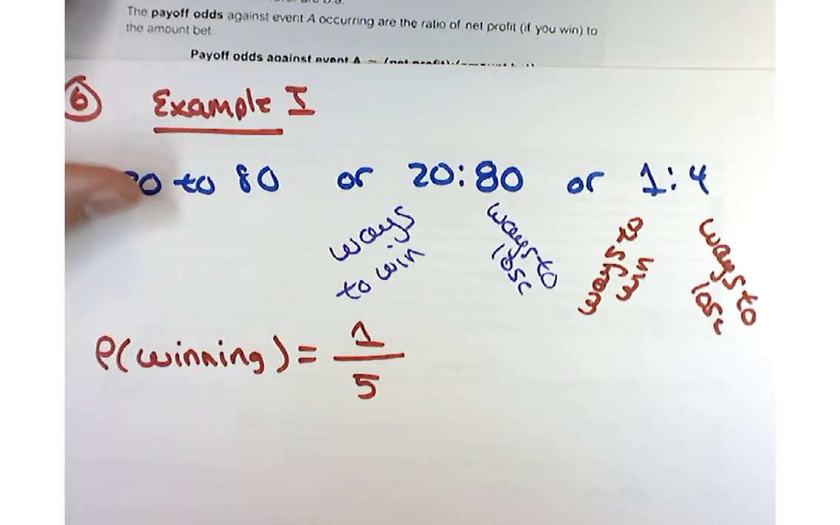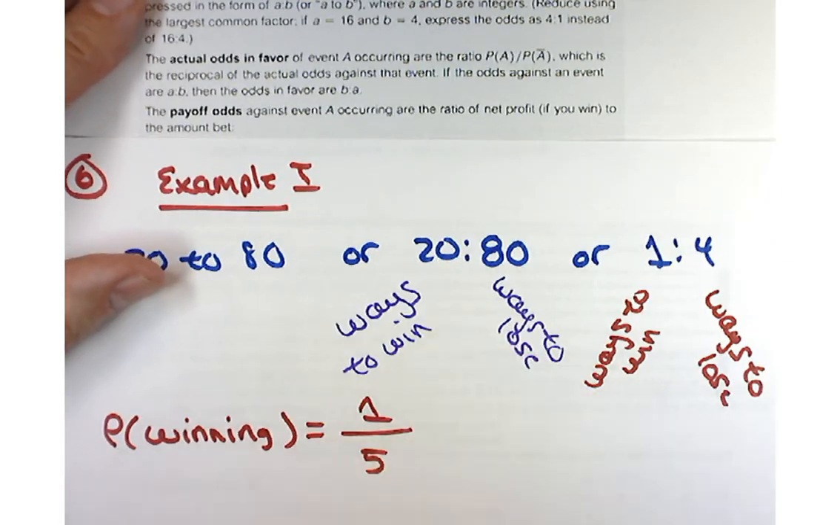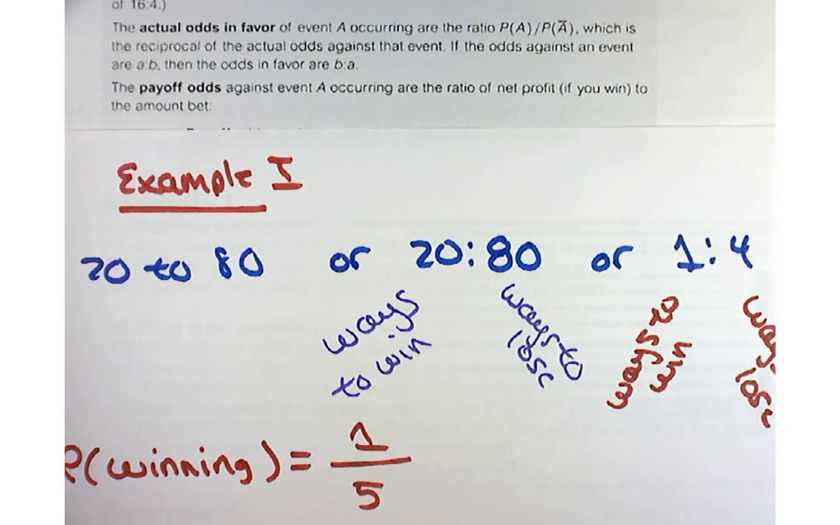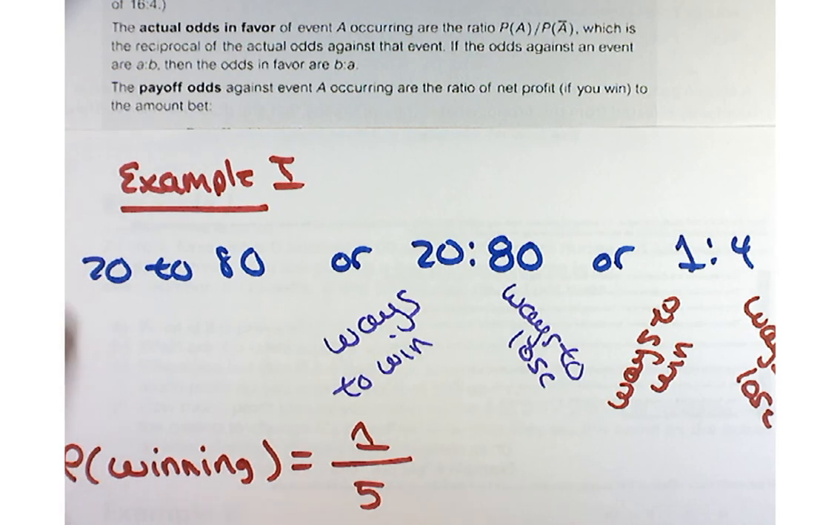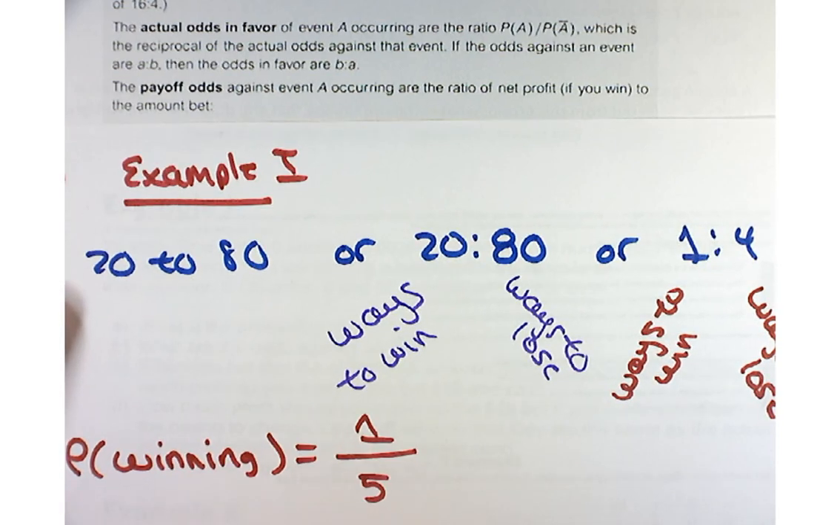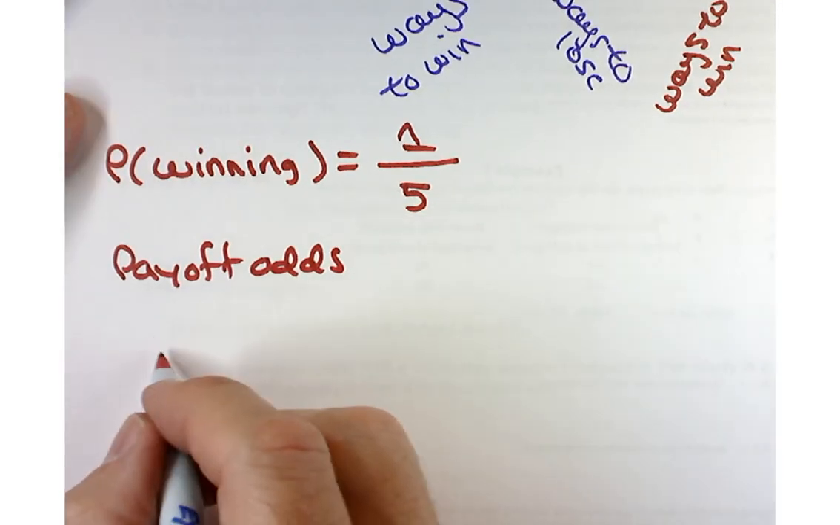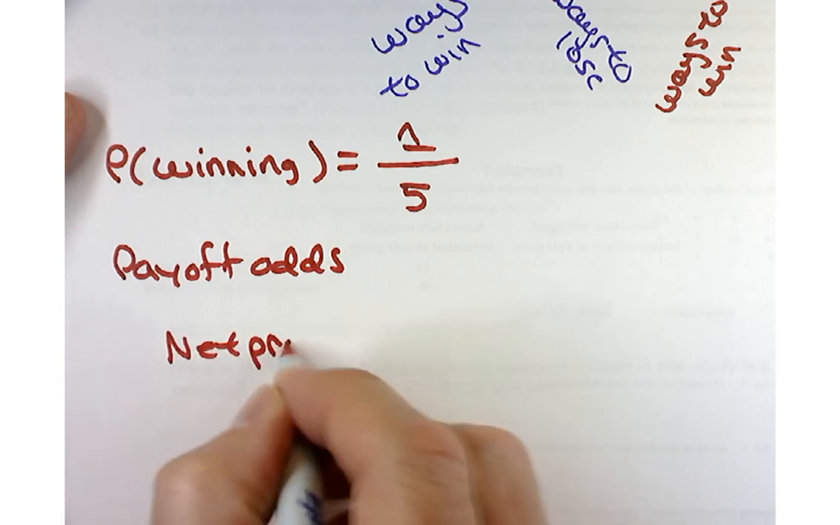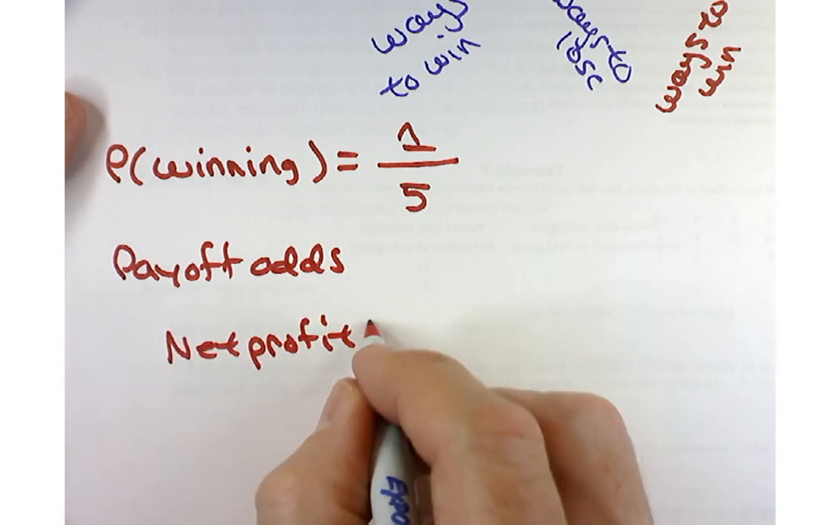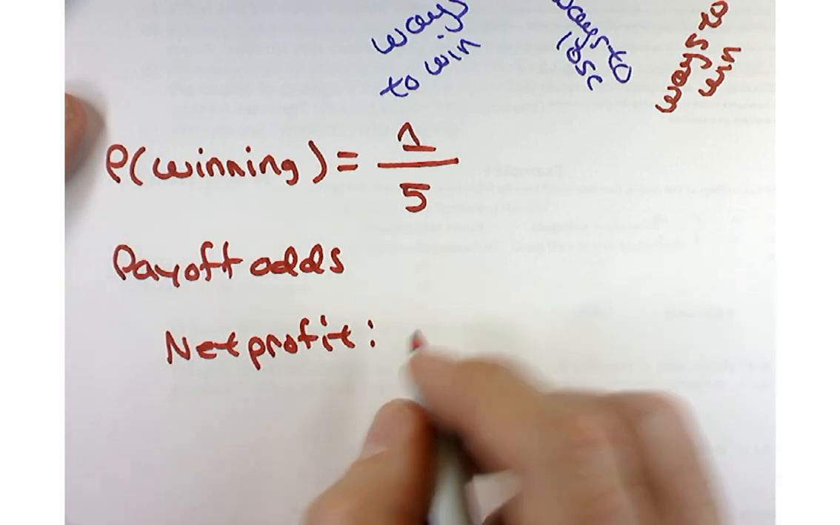Now let's discuss the payoff odds. So the payoff odds, that's defined for you down here. Payoff odds, the odds against that something occurs, the ratio of the net profit, how much you win, and the amount you bet. So the payoff odds look like this. The net profit colon how much you bet.